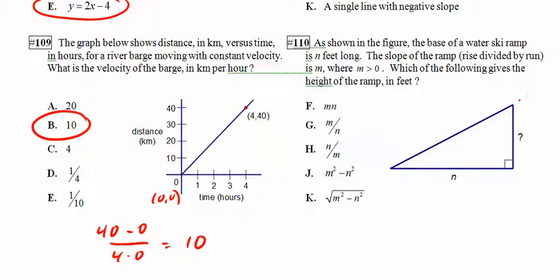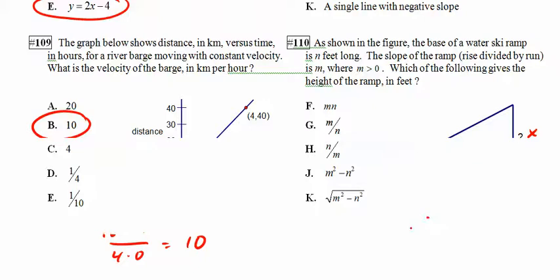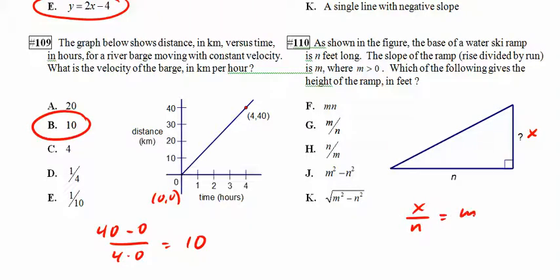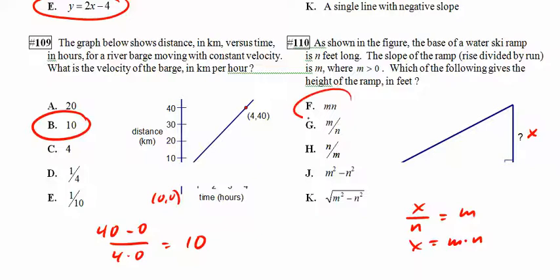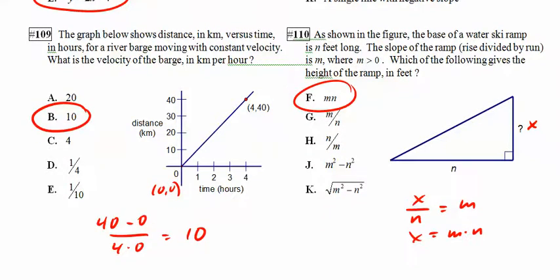It asks for the slope of the ramp, rise over run. And it tells us it's m. So call it x. x over n equals m. Therefore, x equals m times n. Done. It's just a slope problem. A lot of people get lost on it. It's not that hard.